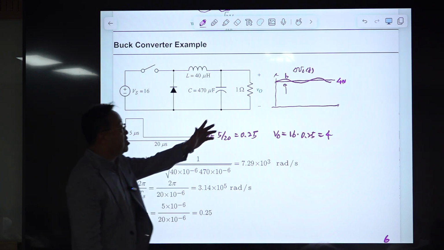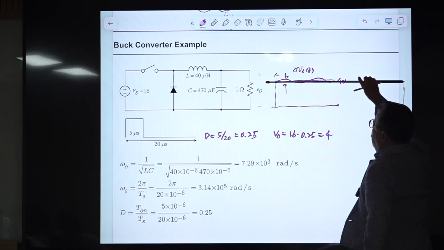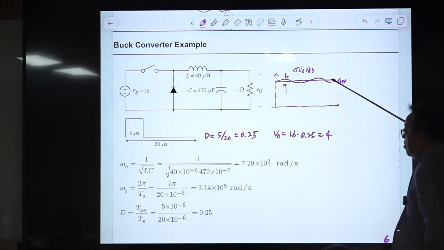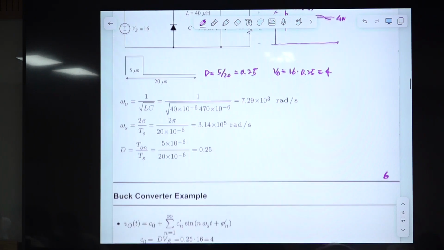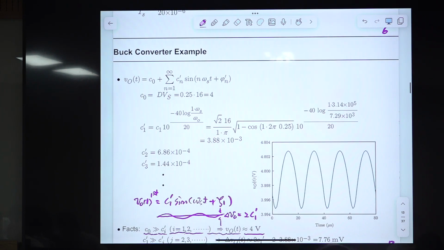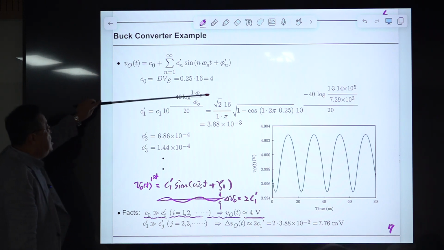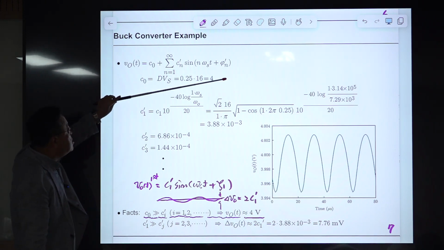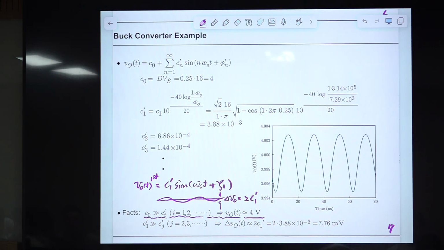Okay, so this is the sketch of our voltage. The value of the output will be 4, and we have some AC component here. So to evaluate the AC component or ripple component, we did some calculation. We evaluate C1 prime, C2 prime, C3 prime, and C naught is the DC component, which is passing freely, without any attenuation. So this is the DC output of our voltage, and everything here is the attenuation factor, and that's plugging in those numbers.